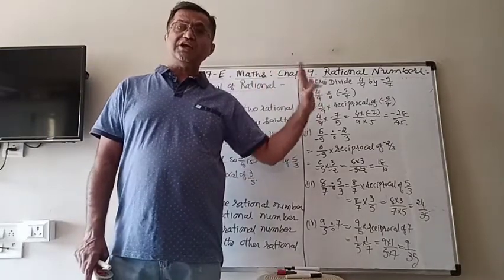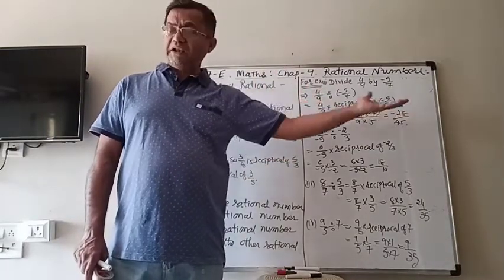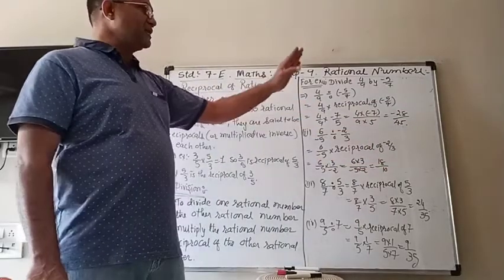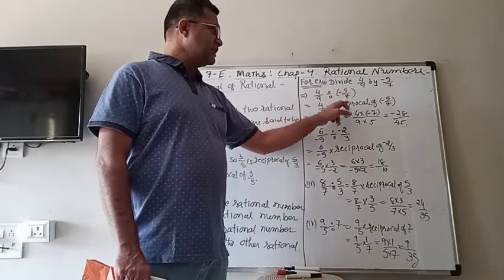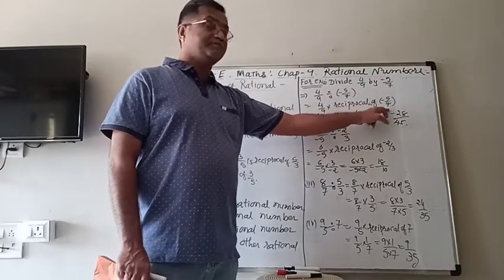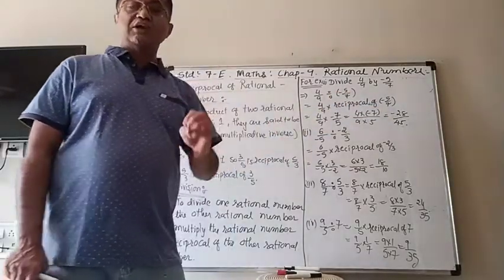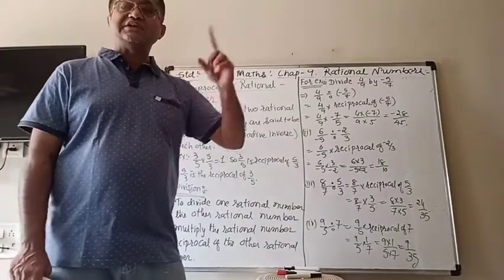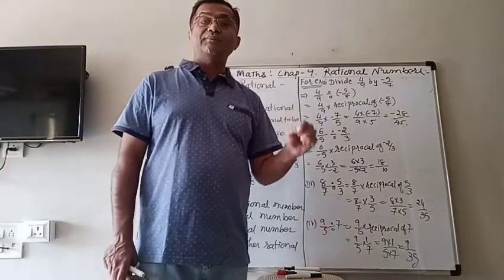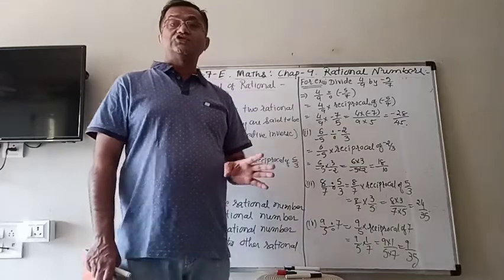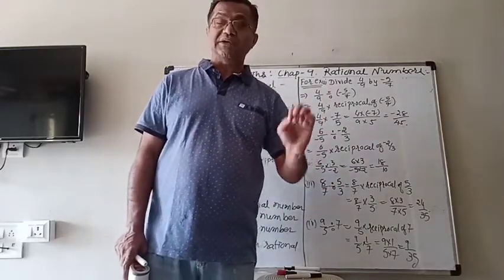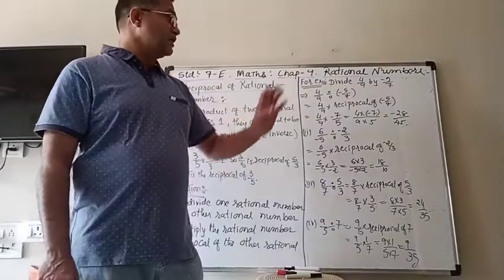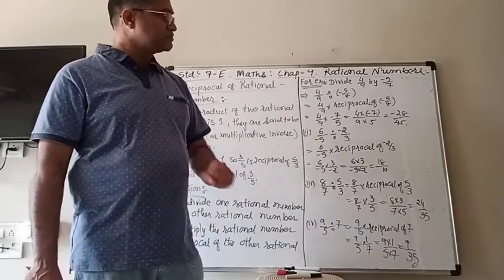But after the sign of division, when there is another rational number, in place of division we will write multiply and then the reciprocal of that number. And then we have to do the same that we did in the case of multiplication. So after that, it is the same thing that we did in multiplication. Let us understand with the help of examples.